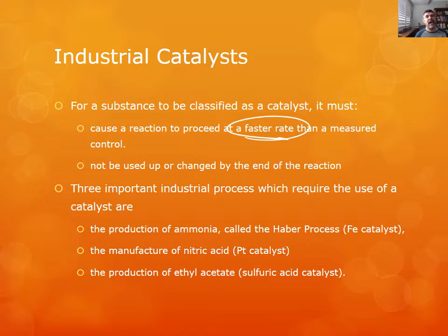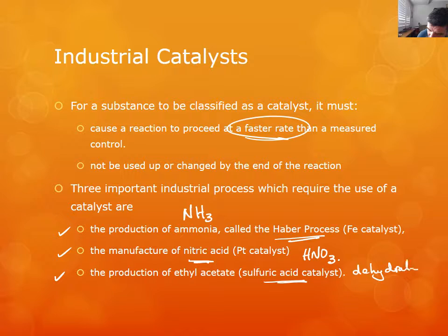One other thing that you may be asked about in terms of catalysts is some examples, and we will look at some of these in a lot more detail in the HSC course. But for the moment, three important ones which you might want to have a look at are the production of ammonia in a process called the Haber process, where an iron-based catalyst is used to facilitate this change. The manufacture of nitric acid, HNO3, uses a platinum catalyst, and the production of ethyl acetate uses a sulfuric acid catalyst, and this is a dehydrating agent.